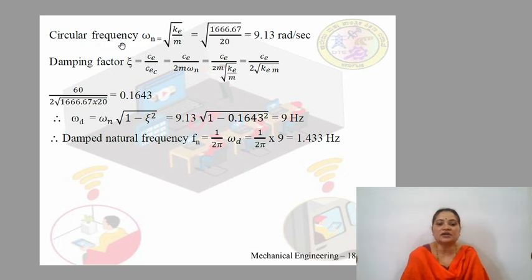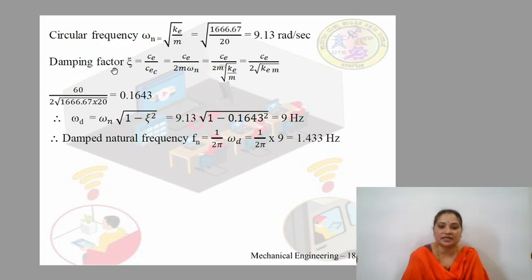Further, the circular frequency omega n is nothing but square root of K by m. So it is obtained by substituting the value of the equivalent spring stiffness and the mass, which happens to be 9.13 radians per second.